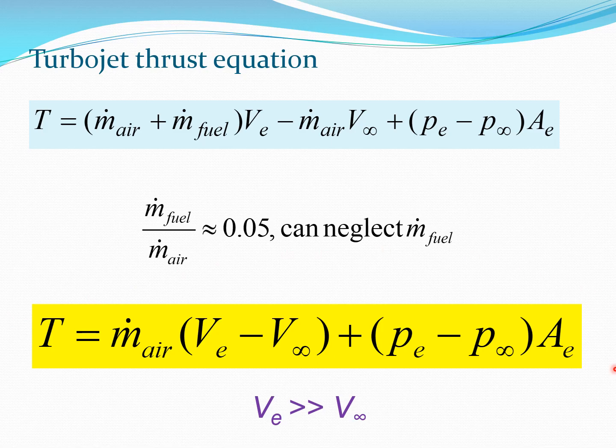So this is a more amenable expression for thrust, and you can clearly see here that this component is going to play a big role, and it's clearly telling you that V_E should be much greater than V infinity if you want to generate a lot of thrust as far as the jet engine is concerned. So this is again the fundamental thing we started out with, and now we can see it coming out of the equation.